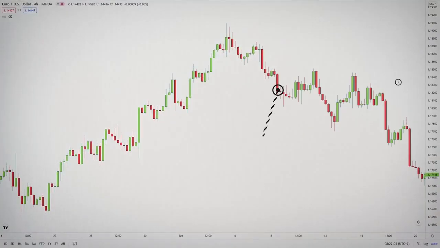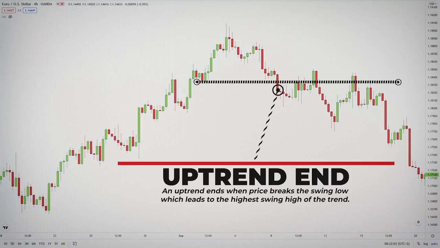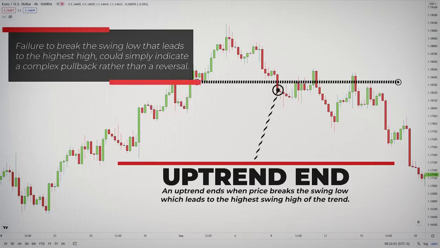An uptrend ends when price breaks the swing low, which leads to the highest swing high of the trend. Failure to break the swing low that leads to the highest high could simply indicate a complex pullback rather than a reversal. Remember this part because we'll use it later in our trading strategy.